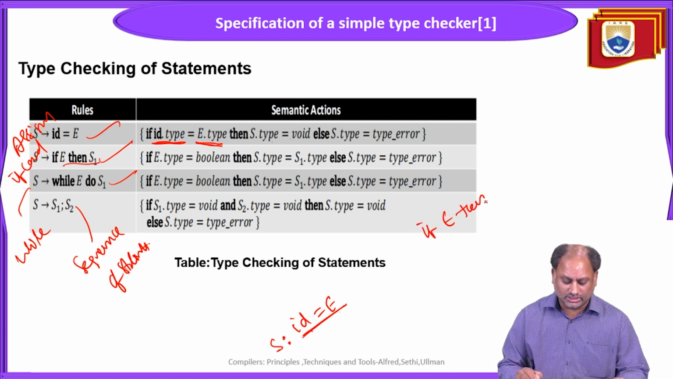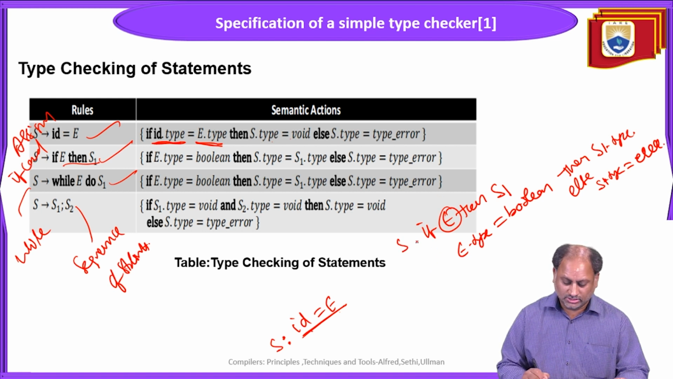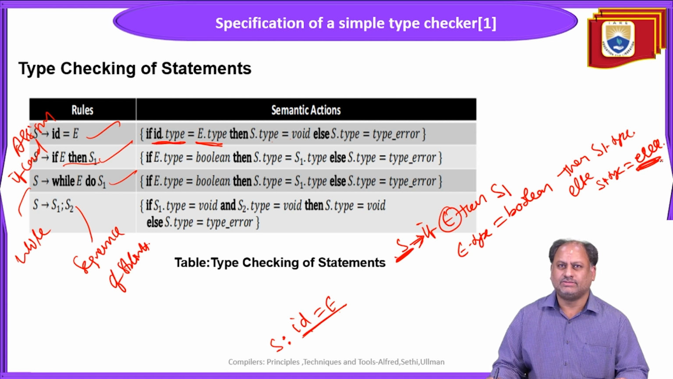If expression then S1 indicates the type of E, that means E dot type. That means it may return either true or false, so that is Boolean. Then based on that, S1 type is to be executed. Else S1 dot type is not executed, and S dot type returns error. So where is S? S is available here, on the left hand side. So this S is to return an error message other than this.